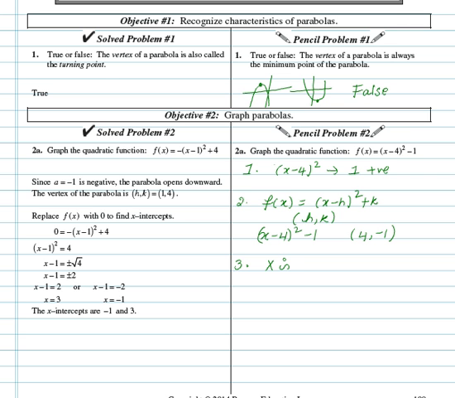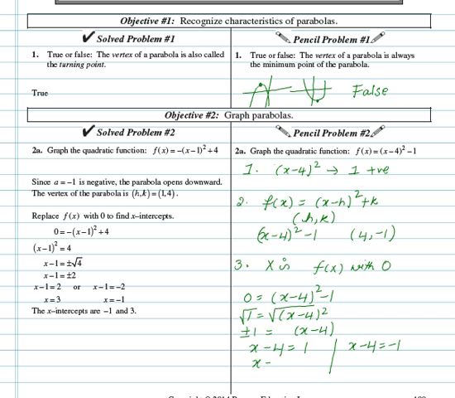How would I find the x-intercepts? I replace f(x) with 0. So I have 0 = (x - 4)² - 1. Then 1 = (x - 4)². Finding the square root on both sides, I have plus or minus 1 = x - 4. So x - 4 is positive 1, and x - 4 is negative 1. So I have x = 5, and x = 3.